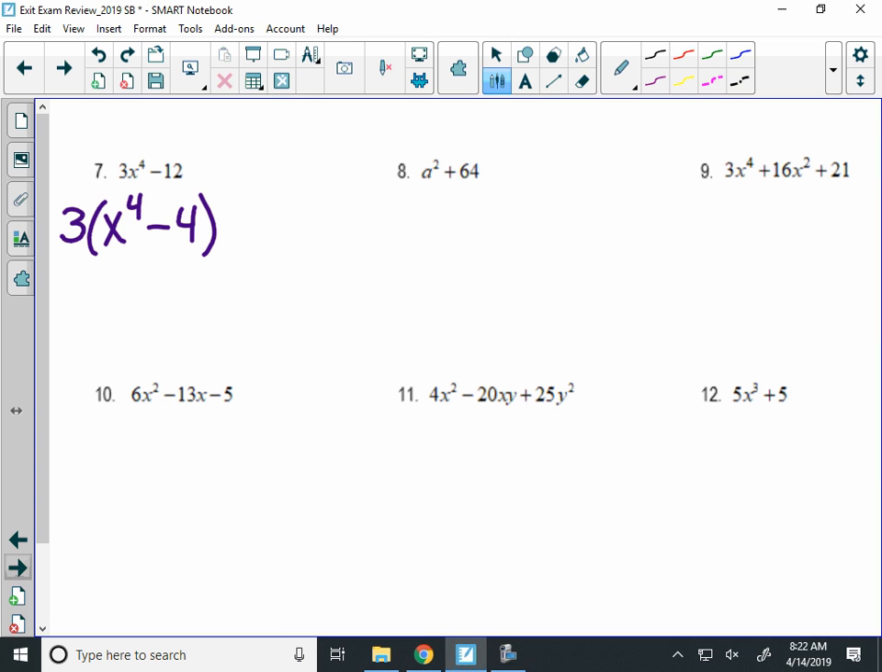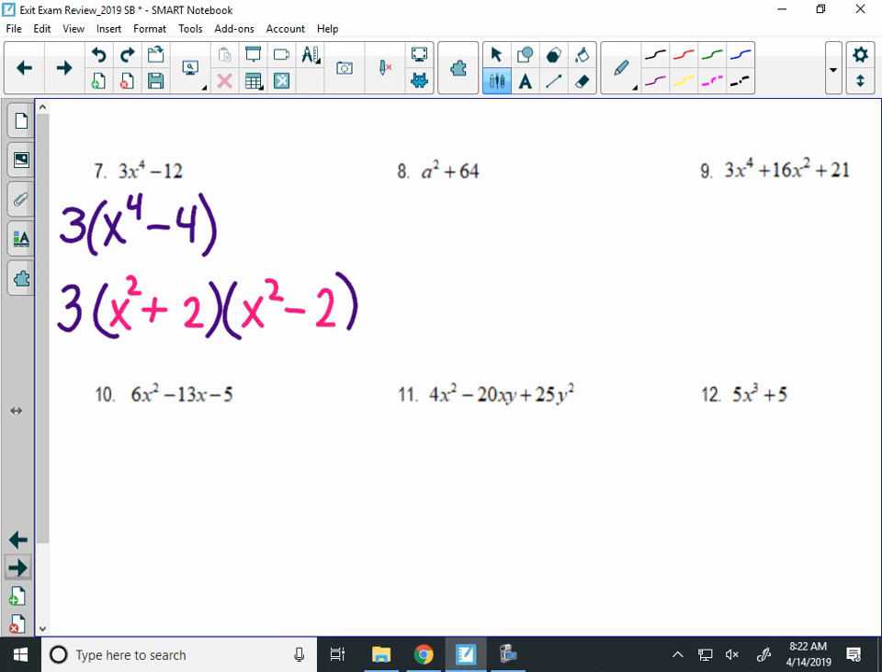Now, when you look at that, you're actually going to continue factoring x to the 4th minus 4 using the method of difference of squares. X to the 4th and 4 are both perfect squares. The 3 comes down. And then when you factor here, the square root of x to the 4th is x squared. The square root of 4 is 2. One term needs a plus, one needs a minus. You can't factor anything anymore because 2 is not a perfect square, so that would be your final factored answer.